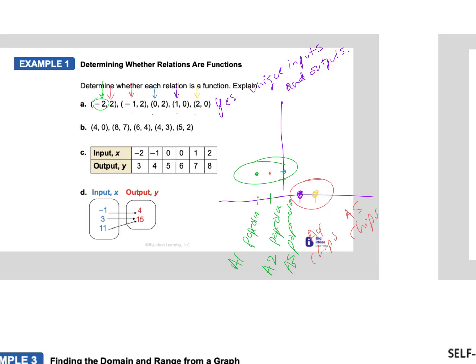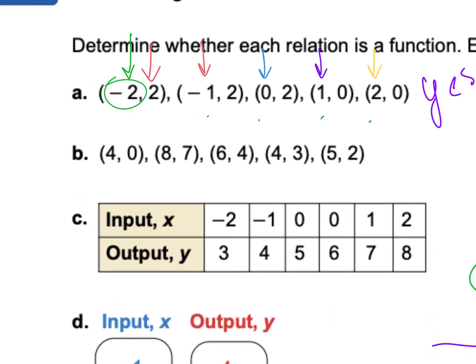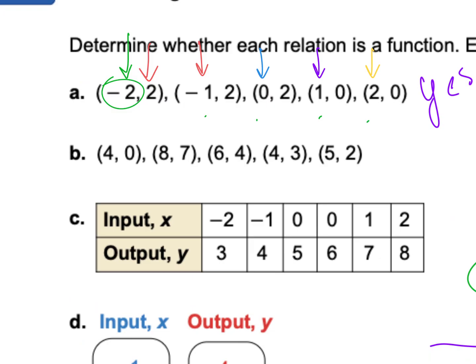Let's do the next one. And what I'm gonna focus on is the inputs. Okay, I have a 4 here. I notice there's another 4. Right away, this is not a function.